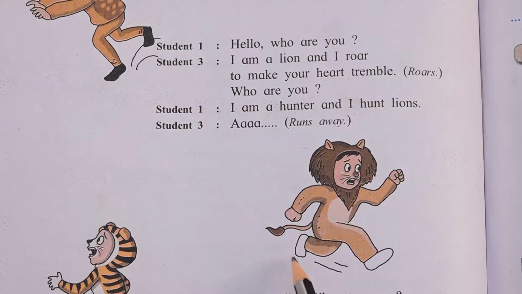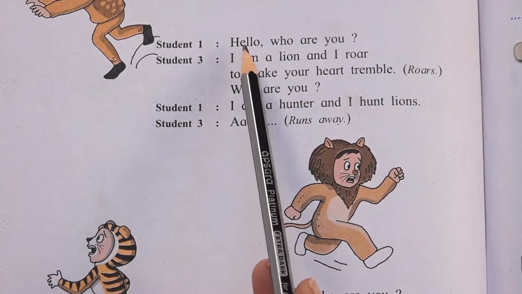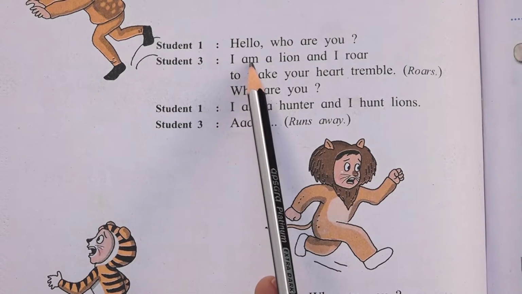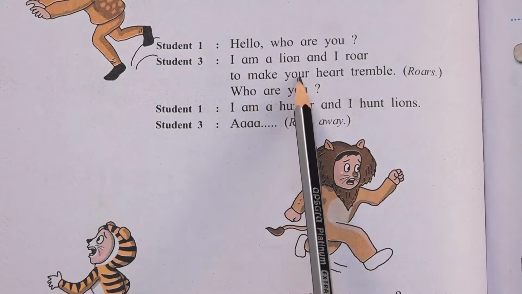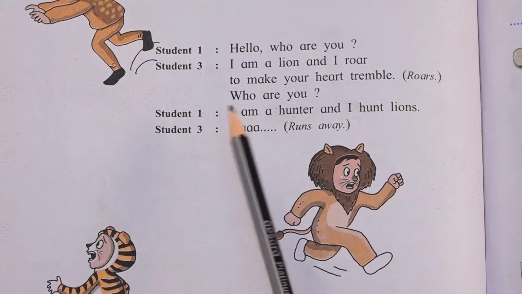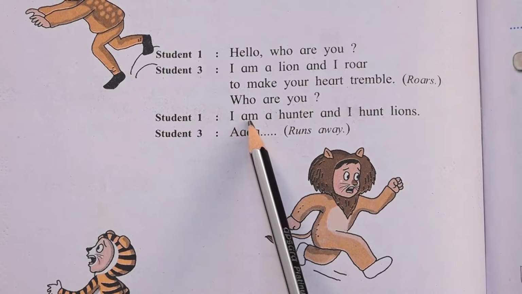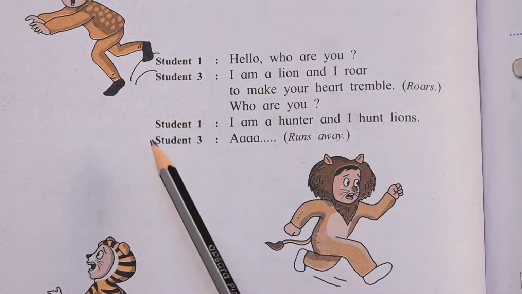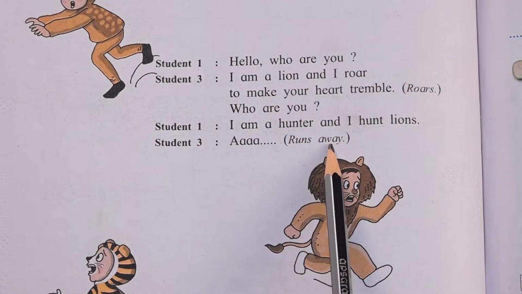Children, who is this? This is a lion. Student 1. Hello, who are you? Student 3. I am a lion and I roar to make your heart tremble. Wow! Who are you? Student 1. I am a hunter and I hunt lions. Student 3. Ah! Runs away.